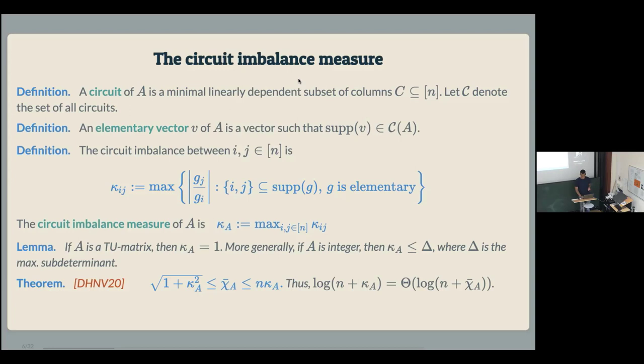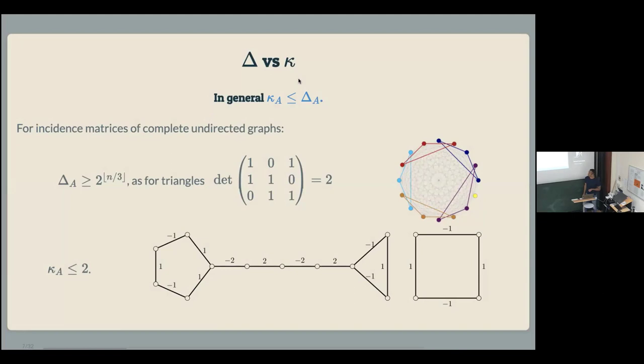One thing I want to mention is the difference between the circuit imbalance measure and this big delta. As we saw on the last slide, kappa is in general at most delta, but it can be much, much smaller, meaning exponentially smaller. And this, I think, is quite good to get a feeling about what kappa is doing. So just imagine an incidence matrix of an undirected graph. And let's say the graph is complete. So you have order n many disjoint triangles.